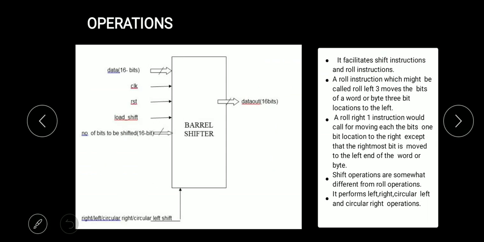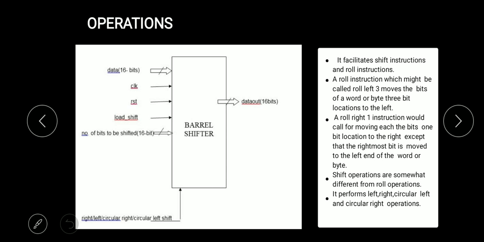We are going to see the operations of the barrel shifter. It facilitates both shift as well as roll instructions. A roll instruction, which might be called a roll left 3 instruction, moves the bits of a word or a byte 3 bit locations to the left. Instead of letting 3 bits disappear from the left end of the word or byte, it moves those bits in order to the right side of the word or byte.